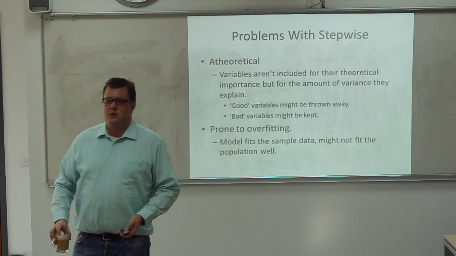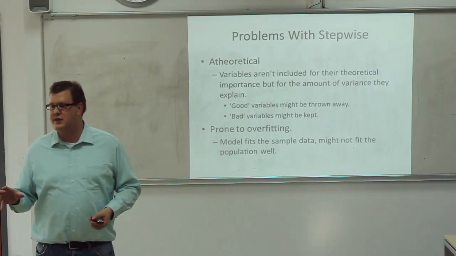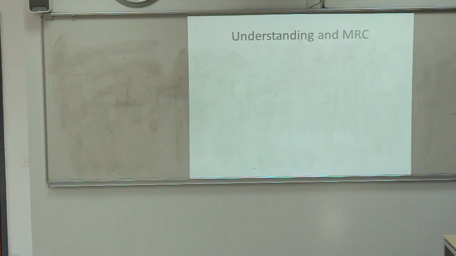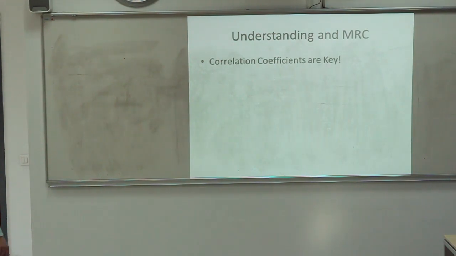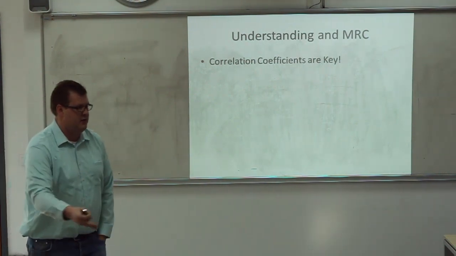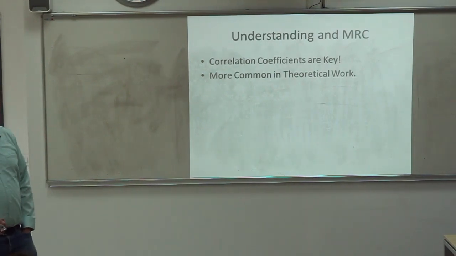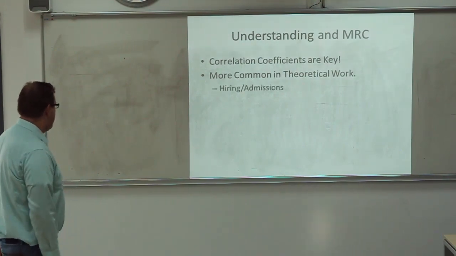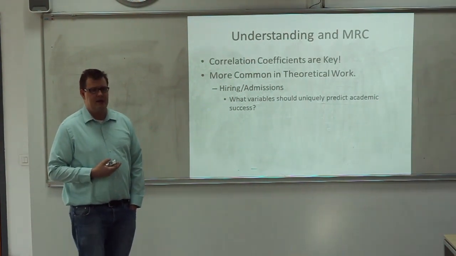So what do you do in that situation? Well, as you're making predictions and gathering more data, you can compare your predictions to the data and then try to revise the model as you go along to get better predictions. All right, so that's basically prediction in MRC. There's also the understanding, which is more heavily dependent on the correlation coefficients or the semi or partial correlation coefficients. It's much more common in theoretical work, scientific work, and the work that people at universities are doing. So, hiring and admissions. What variables should uniquely predict academic success?